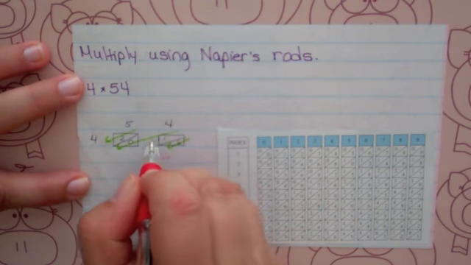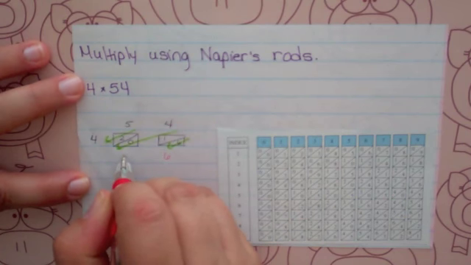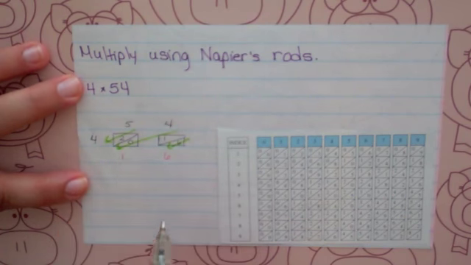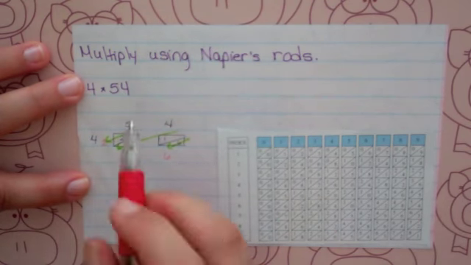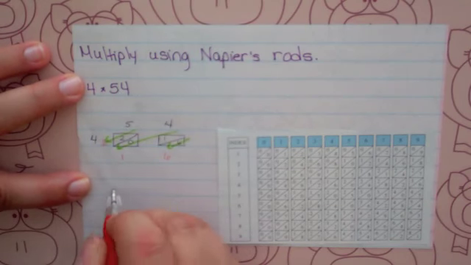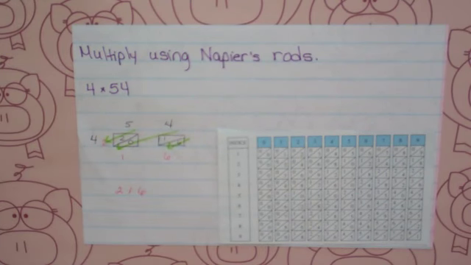The only thing on this diagonal is a 6. This diagonal here contains a 1 and a 0. 1 plus 0 is 1. And this diagonal has a 2. Notice I didn't have to carry anything. So 4 times 54 is 216. And that's how you multiply using Napier's rods.